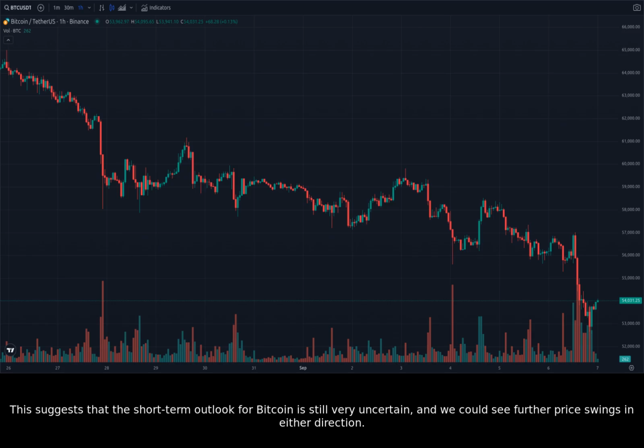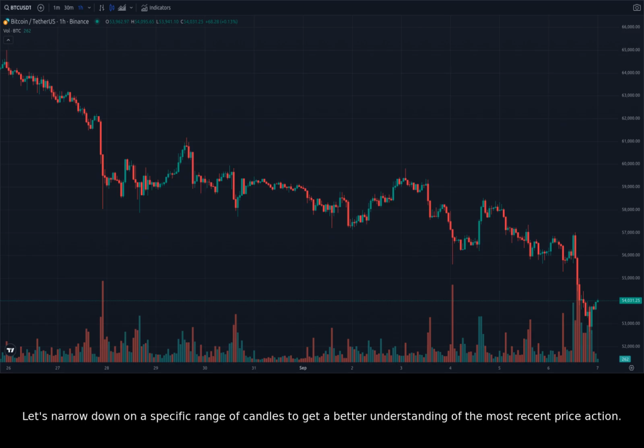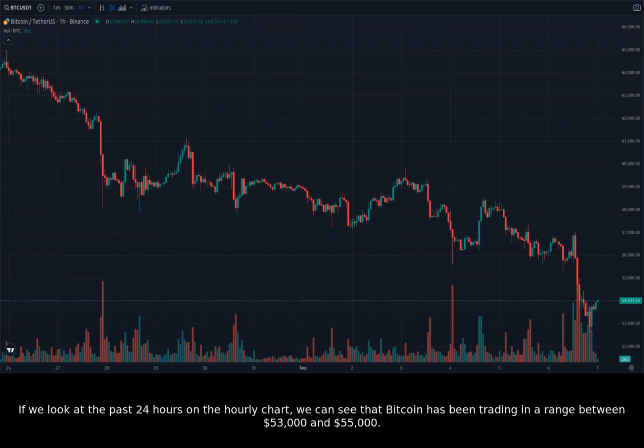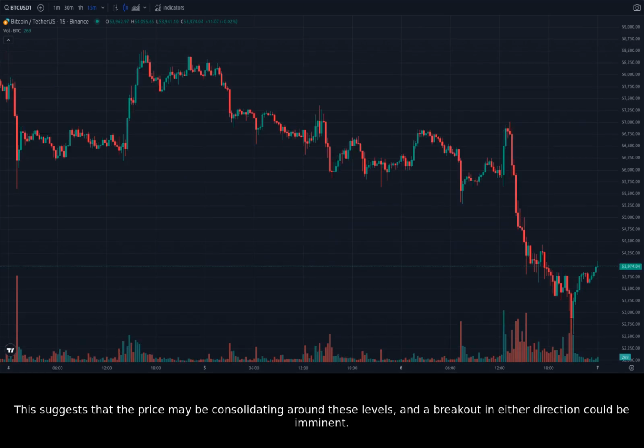Let's narrow down on a specific range of candles to get a better understanding of the most recent price action. If we look at the past 24 hours on the hourly chart, we can see that Bitcoin has been trading in a range between $53,000 and $55,000. This suggests that the price may be consolidating around these levels, and a breakout in either direction could be imminent.